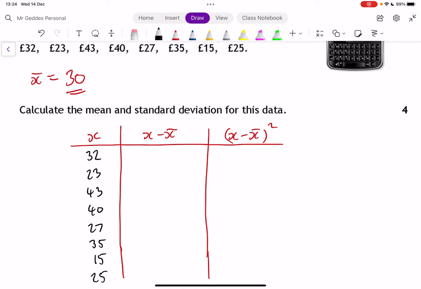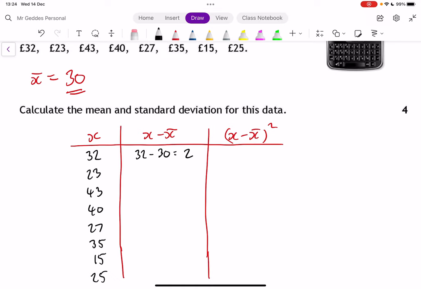The heading gives it away. You're going to do x minus x bar. So it has to be x take away x bar. So again, you're not going to faff about here. You're not going to put tons of working down. Just for this one, I'll write down that I'm going to do 32 take away 30. So I'll get 2.